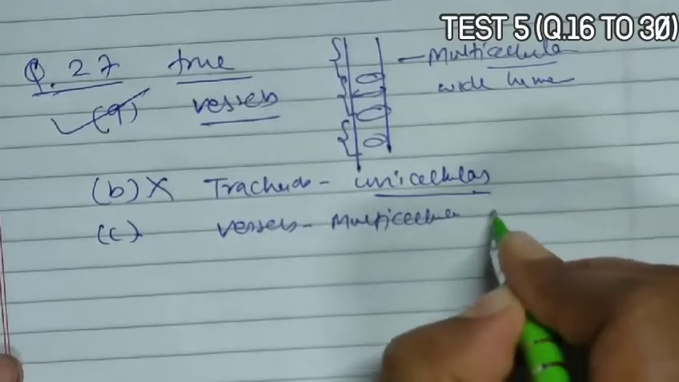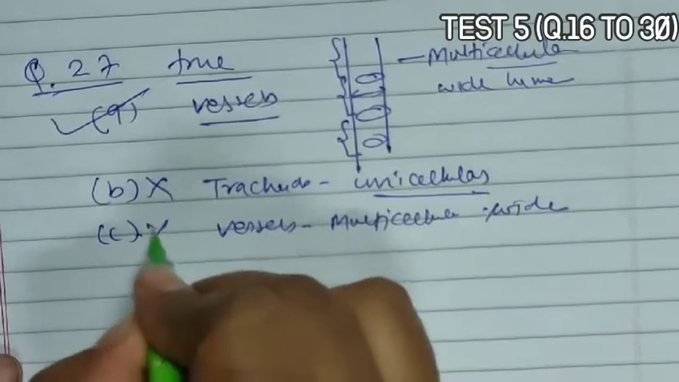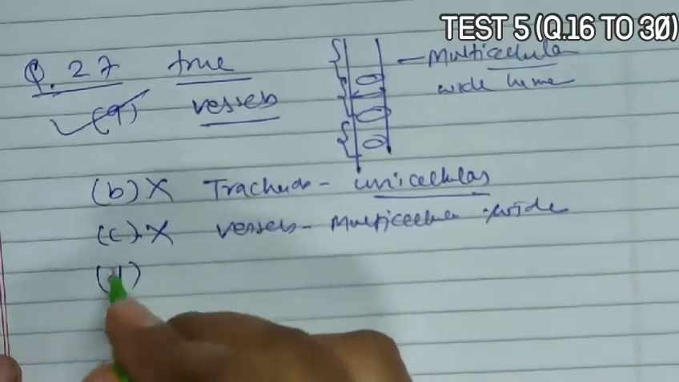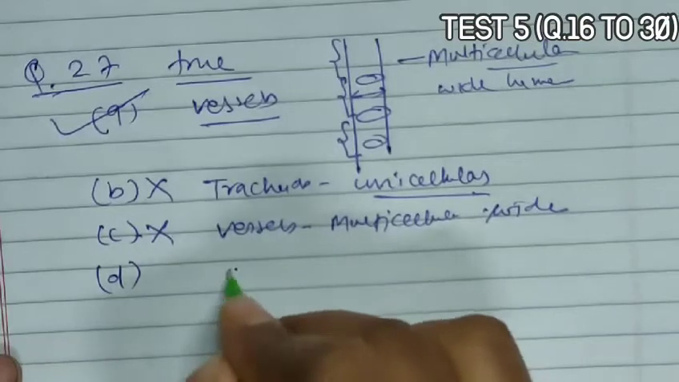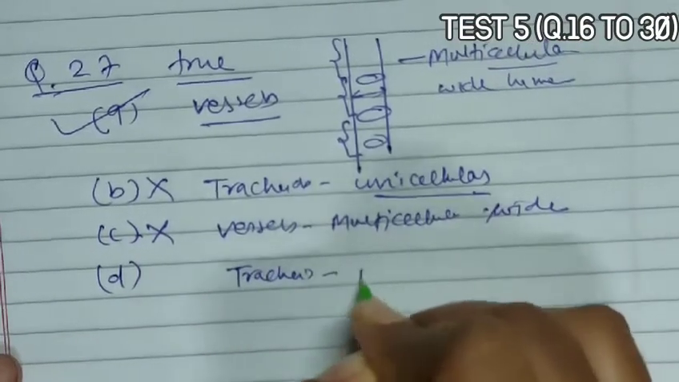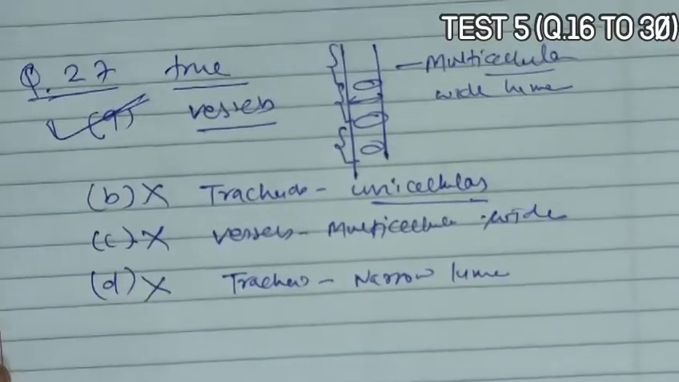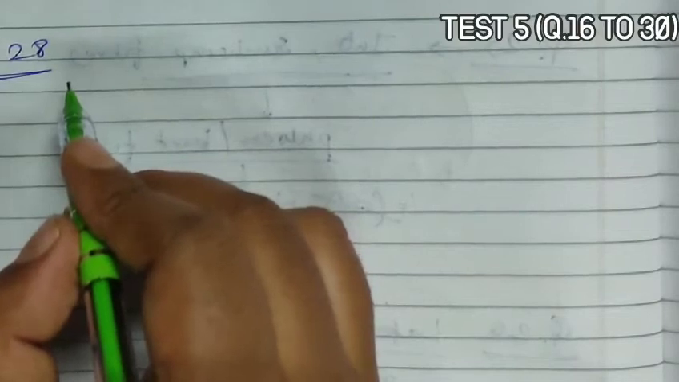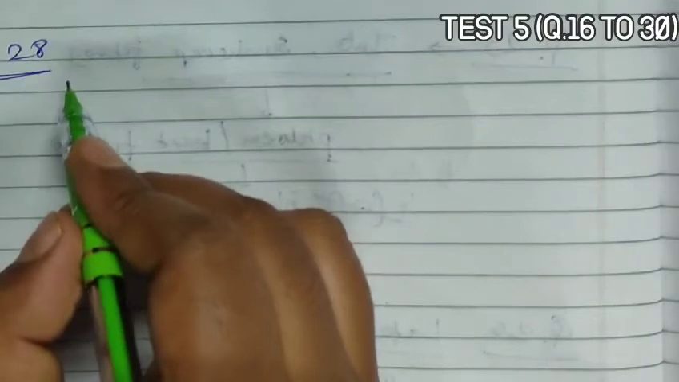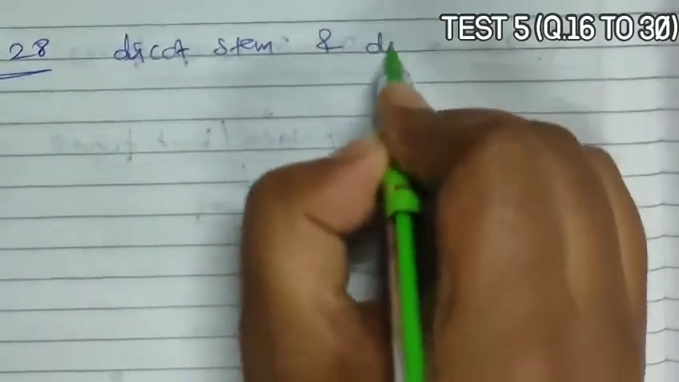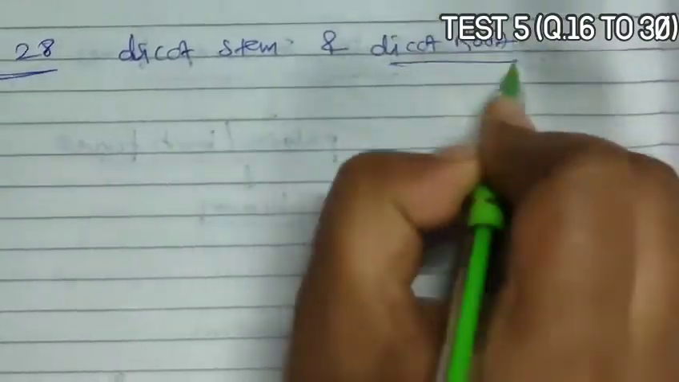Option B is that tracheids are multicellular. No, tracheids are unicellular and they have a narrow lumen, so that is the incorrect statement. Option C is vessels are unicellular. Vessels are not unicellular, they are multicellular with a wide lumen, so this is also incorrect. Option D is tracheids are unicellular with a wide lumen. No, tracheids are unicellular with narrow lumen, so that also becomes incorrect. So option A becomes the correct answer.